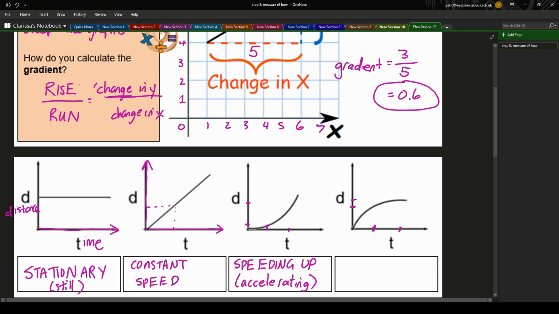So what does that mean then? Have a think about what that means. It's the opposite to this third graph by here. In this case, we have an object that is slowing down. We also call that decelerating.